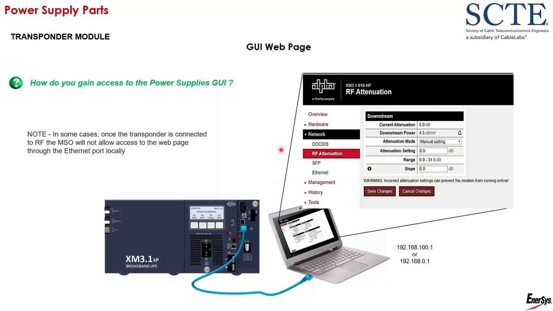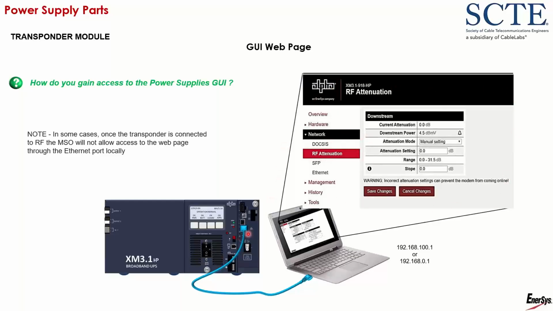There is a web interface or a GUI that you can get to by connecting a laptop to the power supply Ethernet port on pretty much all power supplies that I know of. So I connect my laptop using an Ethernet cable, a straight cable. I go into a browser, I type in 192.168.100.1. That should log me into the power supply's interface.